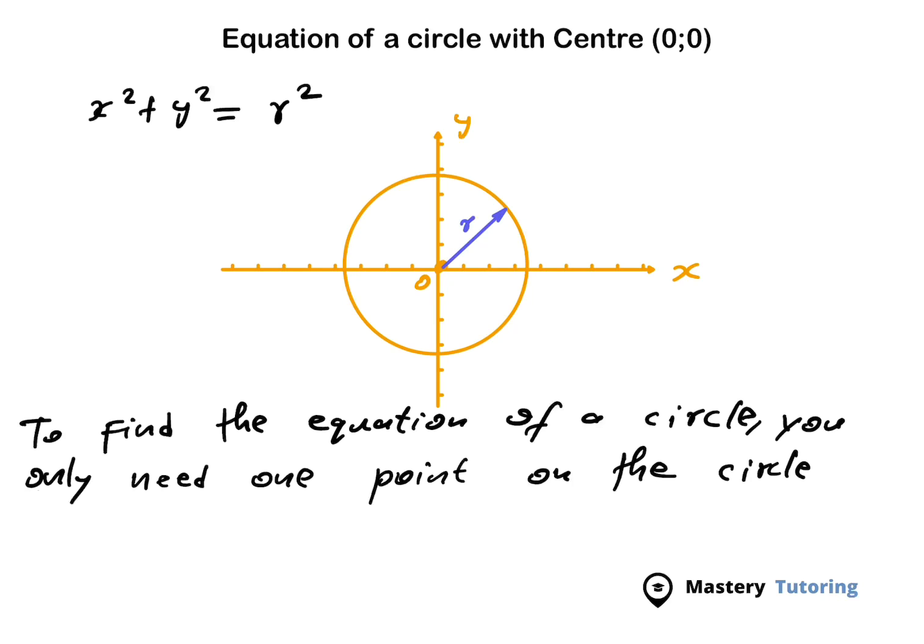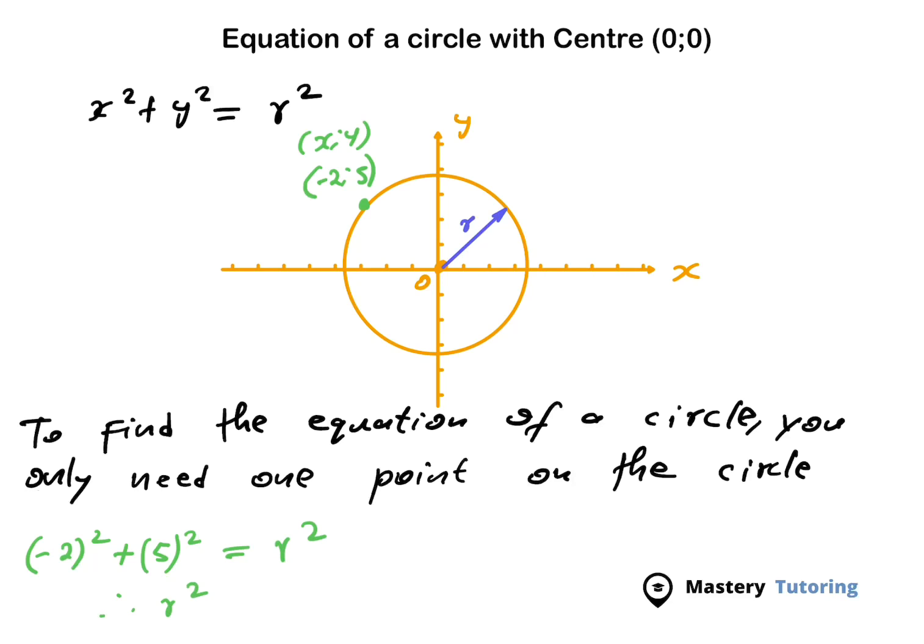So when you get this 1 point, this is what you're going to do. Suppose the point is here. Let's say, for argument's sake, the point is minus 2 and 5. So you're going to say x is minus 2, because remember this is x and y. So you're going to say minus 2 squared plus 5 squared is equal to r squared.